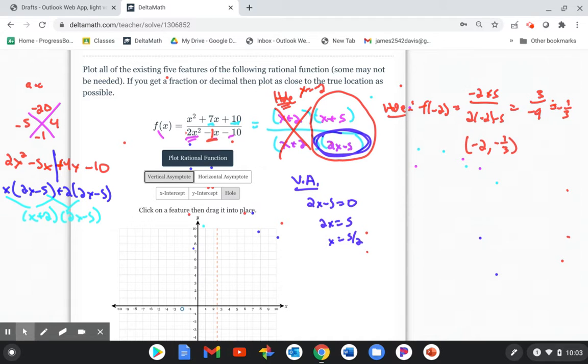For the next one, horizontal asymptote, that's where we're going to be looking at the powers. So we've got an x squared on top and the bottom. So we do the ratio of the leading coefficients. So that's going to be y equals, there's an invisible 1 in front there, so 1 over 2. 1/2. Horizontal asymptote, y equals 1/2.